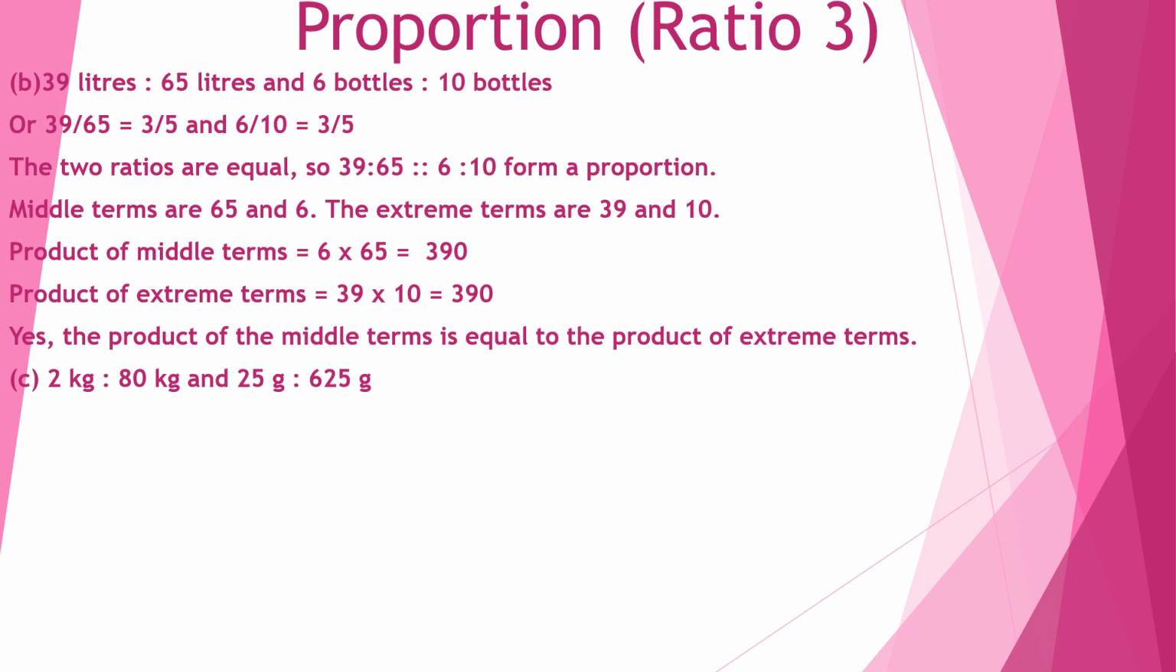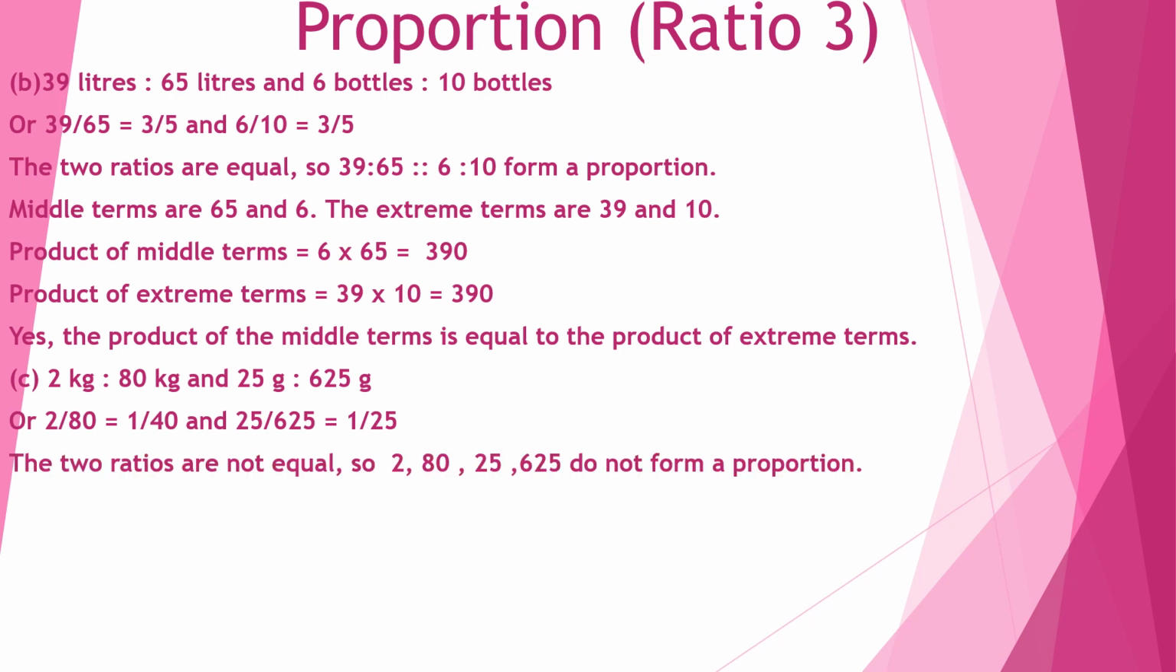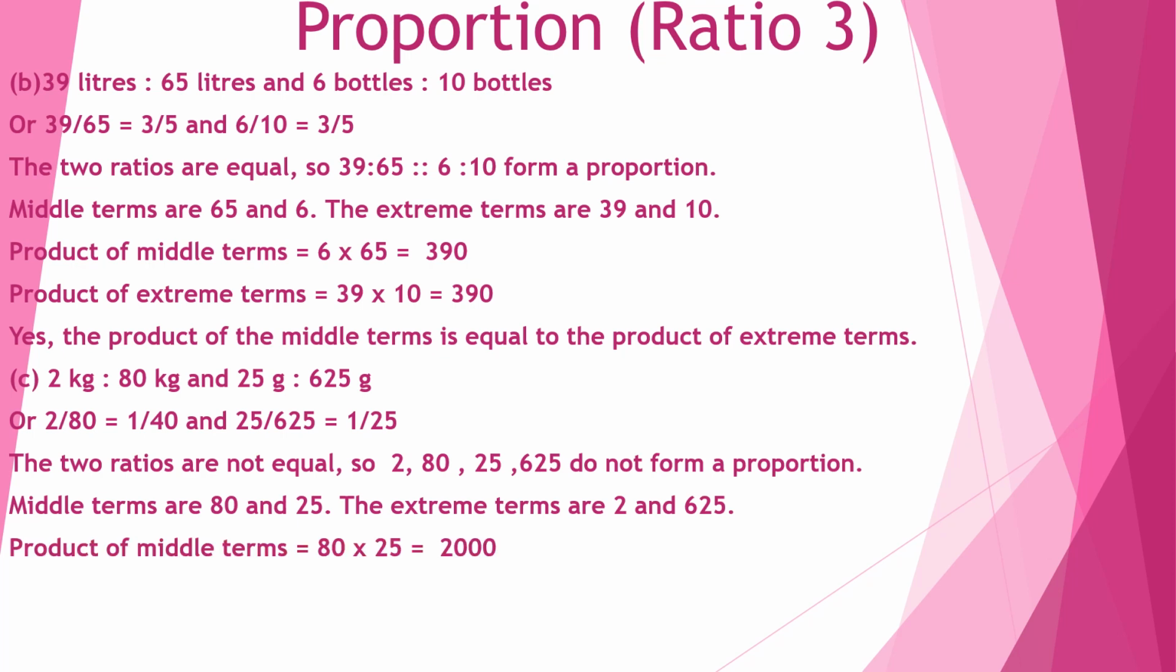2 kilograms is to 80 kilograms and 25 grams is to 625 grams. 2 by 80 is 1 upon 40 on simplification and 25 by 625 is equal to 1 upon 25 on simplification. The two ratios are not equal, so 2, 80, 25, 625 do not form a proportion. Middle terms are 80 and 25. The extreme terms are 2 and 625.